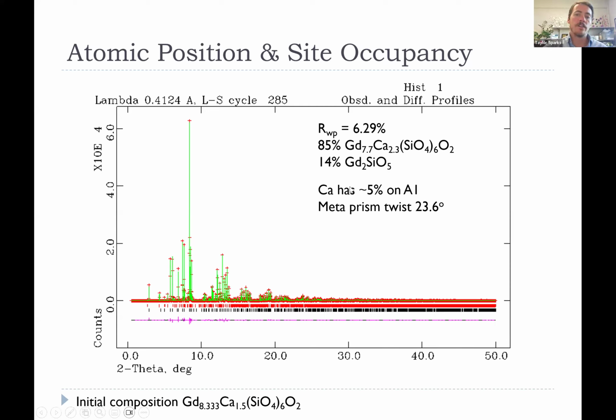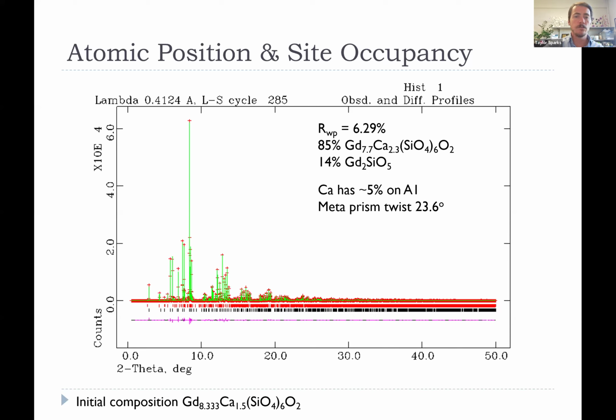Furthermore, we saw that about 5% of the calcium is occupying this A1 site. So there's some cation site interoccupancy. And we were able to very accurately measure this metaprism twist angle. So I don't know what problems you guys will be interested in, but I'm guessing that some of the same sort of analysis might be useful.